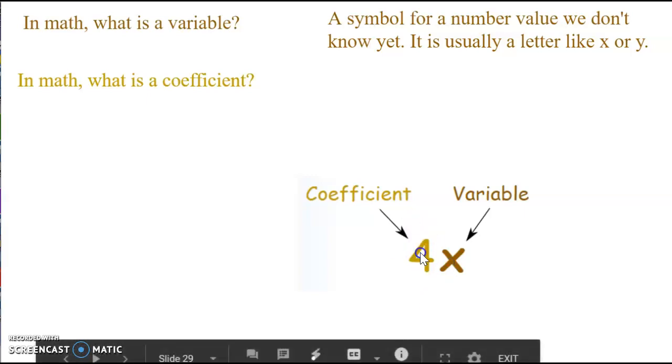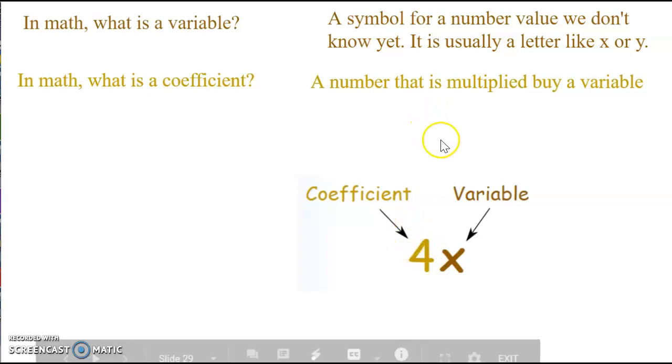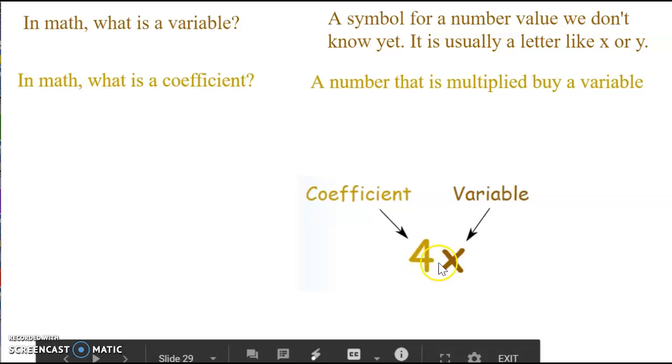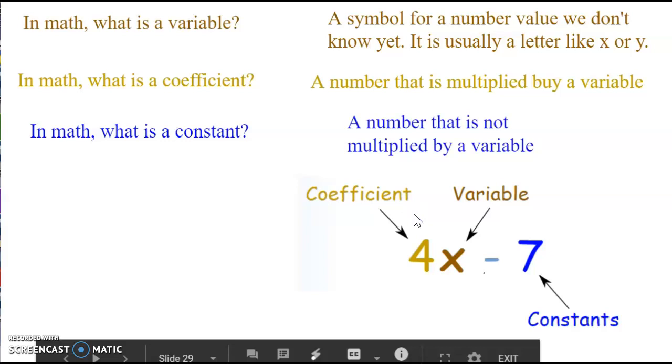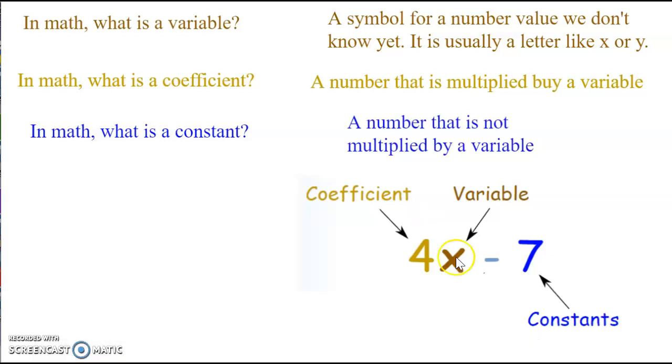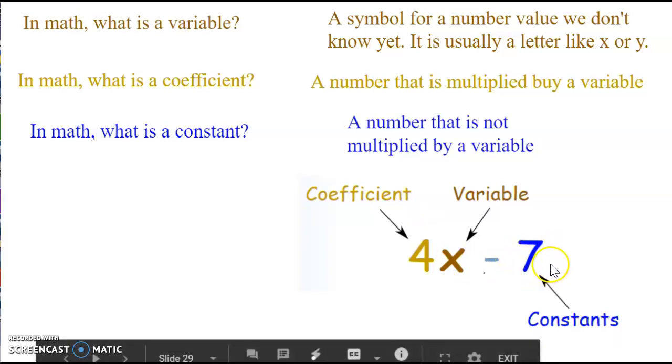Then if you add a number like 4 in front of the variable, we call that the coefficient because it's the number that is being multiplied by the variable. So 4x means 4 is being multiplied to x. If I subtract 7 from this term, 4x, or this expression, then this negative 7 is the constant. And what is the definition of constant? It's a number that is not multiplied by a variable. So if it's not being multiplied by the variable, it's a constant.